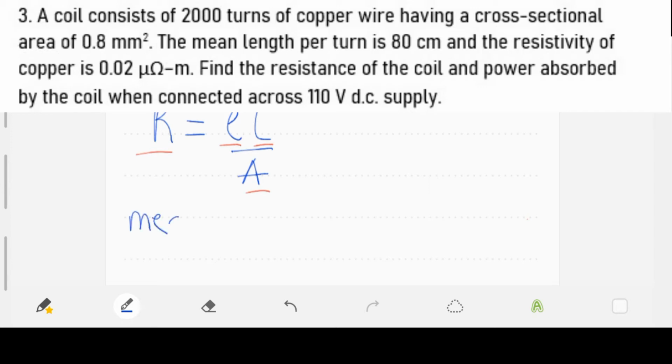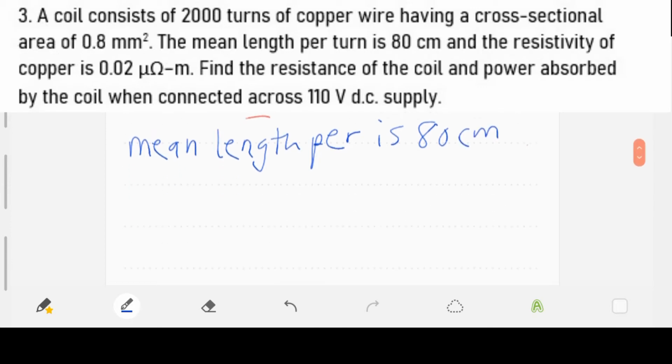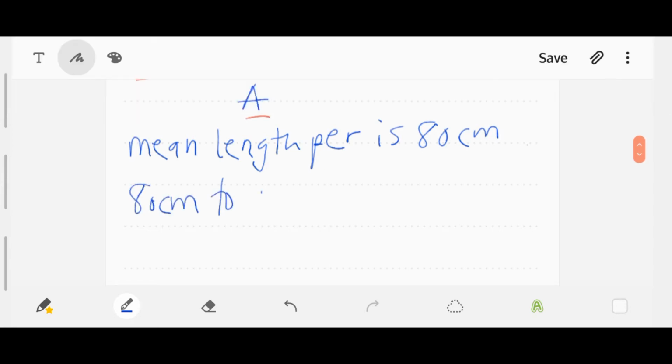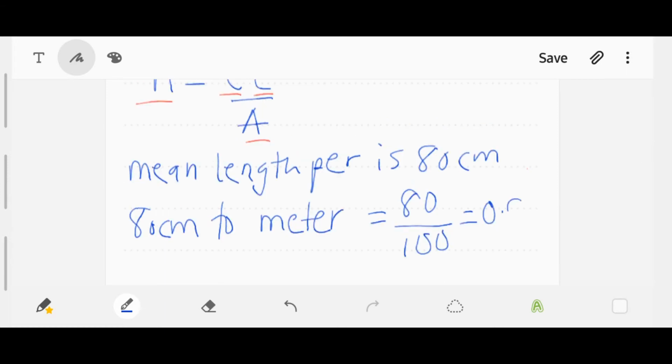The mean length per turn is 80 centimeter. But we have to convert this 80 centimeter to meter. So converting 80 centimeter to meter, we divide 80 by 100. We'll get 0.8 meter.